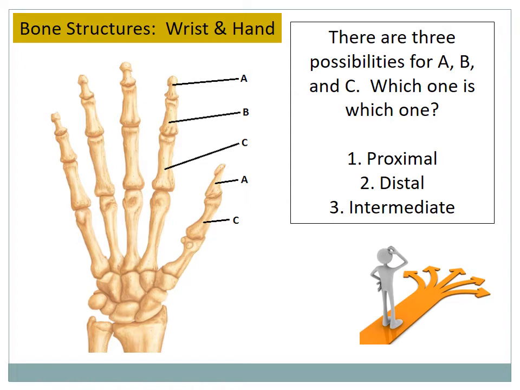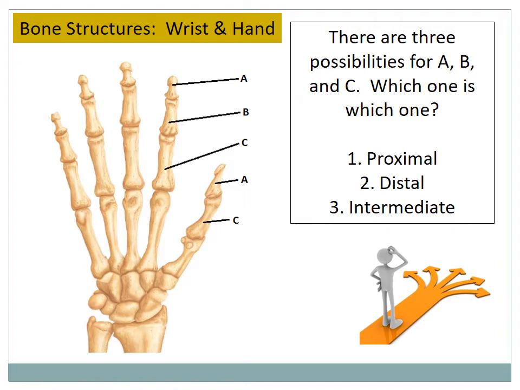So we could figure this one out, right? If we know what the terms proximal and distal mean, you know what's going on. We call A our distal phalange because it's furthest away from the body, therefore it's going to be distal. We call C proximal because it's the one that's closest to the body, and we call B intermediate because, well, it's in between, right? So please keep in mind that thumb right there only has two, so it's only going to have a proximal and a distal phalange.